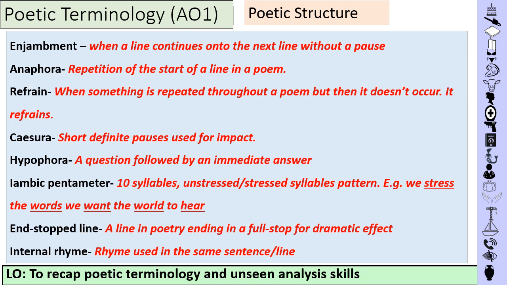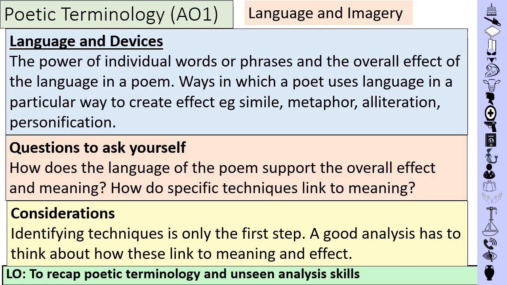Iambic pentameter is a 10-syllabled line, so where it's unstressed and then stressed. So we stress the words we want the world to hear. Iambic pentameter is meant to replicate how we speak naturally. And if you say a normal sentence, you will note you emphasize every other syllable. Unless you really think about it, and then it's a bit crazy. End stop line is a line in poetry ending in a full stop for dramatic effect. An internal rhyme is rhyme used in the same sentence or line.